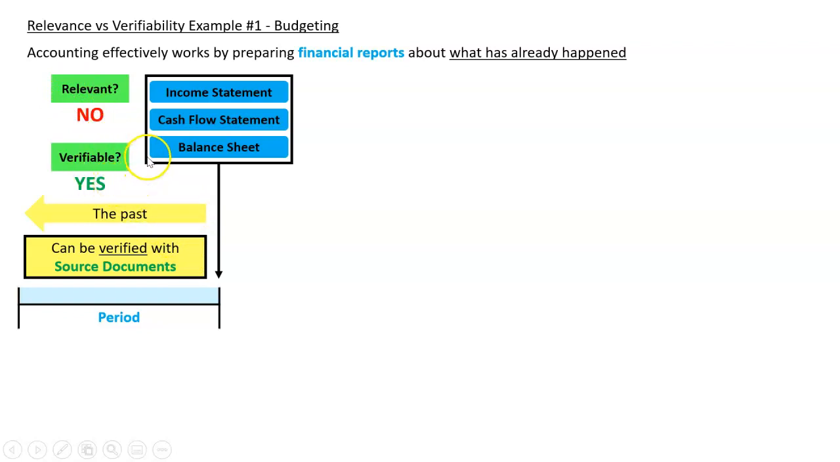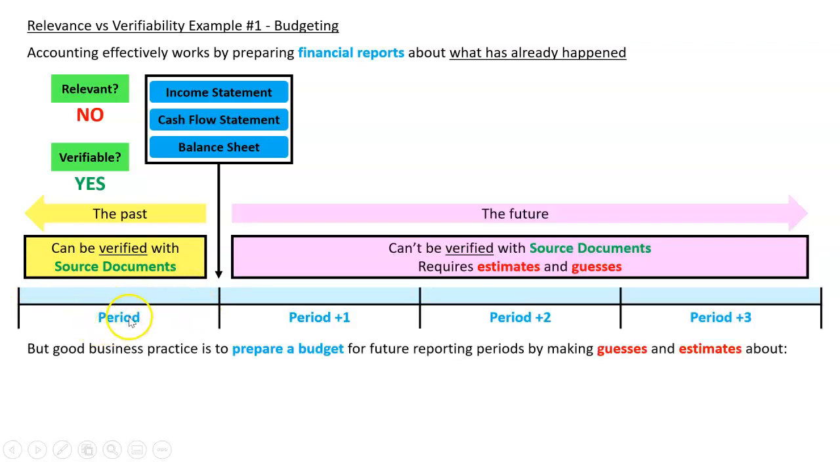Now, the problem with accounting is if it only sort of allowed us to look at what's already happened, it'd be pretty useless. So the good thing about accounting is it actually does allow us to look at the future. So if we take, this is the period that just happened, period plus 1, period plus 2, period plus 3, these might be months, 6 months, years, whatever. The point is we can prepare budgets for the future about what we think will happen. But these can't be verified with source documents and they require estimates and guesses. And that is just good business practice. You should always be budgeting for the future. But the problem there is it involves totally guesses and estimates.